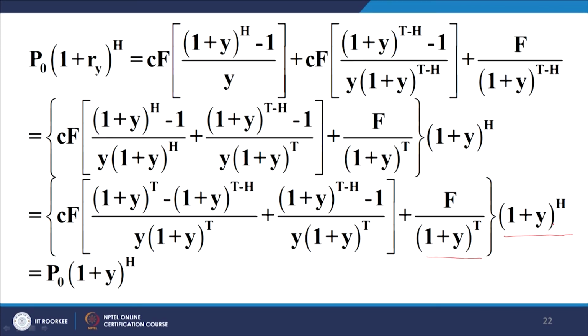And by comparing the first expression on the slide with the last expression on the slide, we find that the return earned by the investor is equal to the YTM of the bond, provided, I repeat, provided the YTM has not changed during the holding period of the investor, and provided we are talking about a level coupon bond and a bond that is redeemable at par.